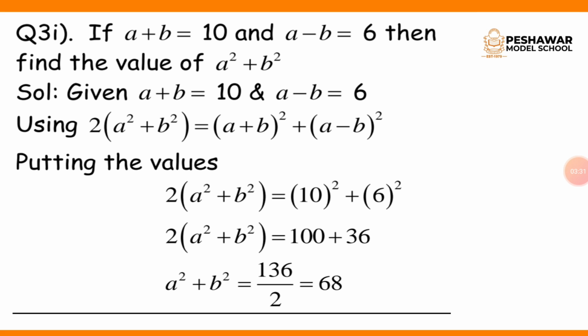Given a plus b is equal to 10 and a minus b is equal to 6, again by using formula number 5, 2 into a square plus b square is equal to a plus b whole square plus a minus b whole square.